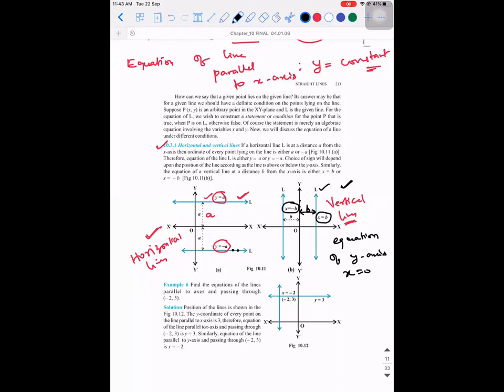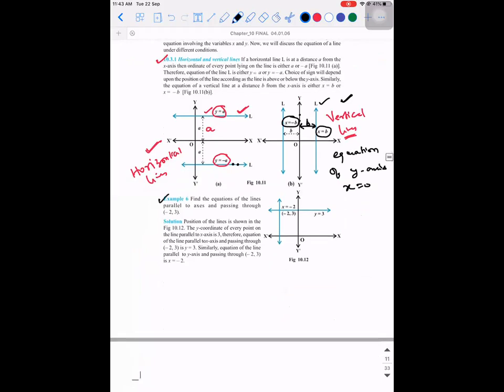Yes, sir. Now see, let's do an example. Find the equations of the lines which are parallel to the axes and passing through the point minus 2 comma 3. So there is a point minus 2 comma 3. Obviously, it will be in the second quadrant.